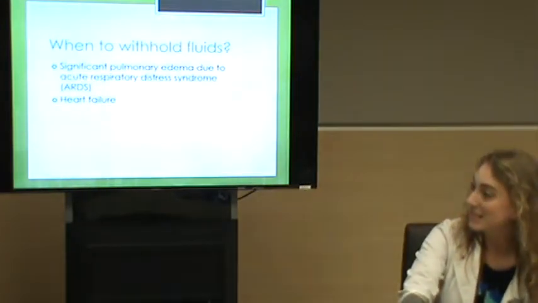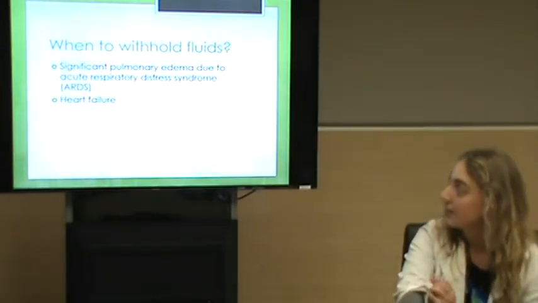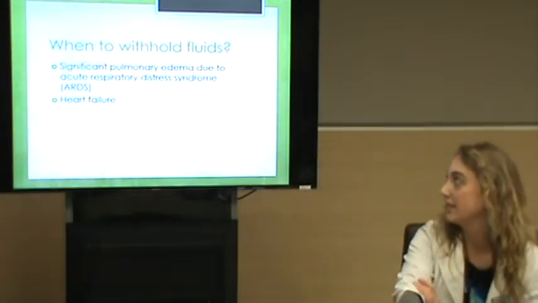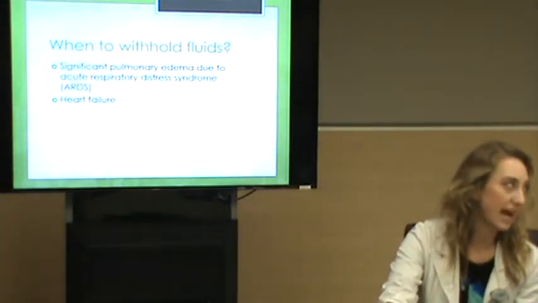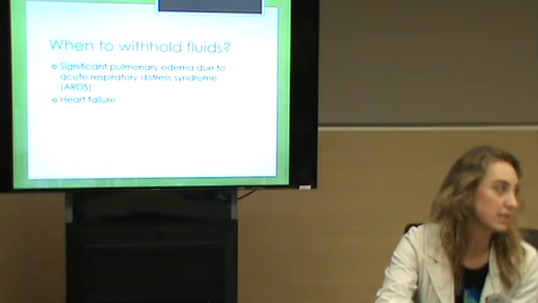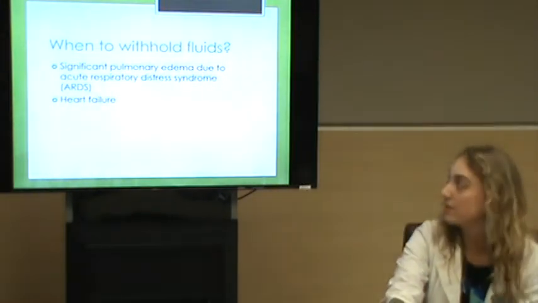There are, however, instances when you need to withhold the fluids. That would be patients with CHF and those with significant pulmonary edema. A lot of the time it'll still fall to the physician to decide, if the patient has that condition, whether or not you still need to proceed and give some fluids to provide additional balance in order for the vasopressors to be effective.